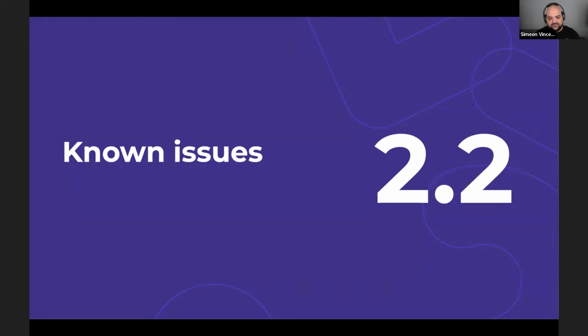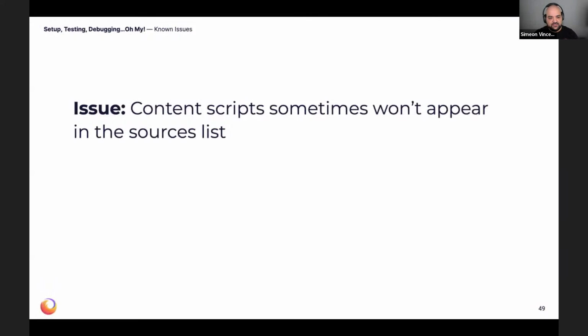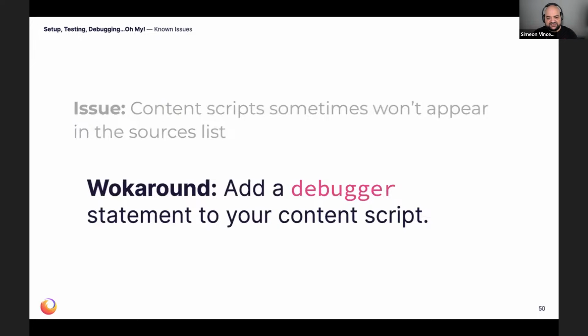Okay, let's take a look at a couple of different known issues that might trip you up as you're developing on Android. Sometimes content scripts won't appear in the sources list. If that happens, the workaround is to add a debugger statement to the top of your content script. That will cause the debugger to immediately pause when your content script is loaded, and therefore make sure that file is loaded in developer tools.